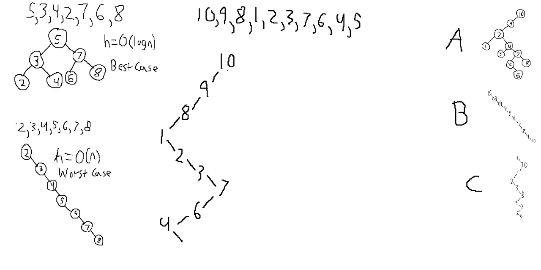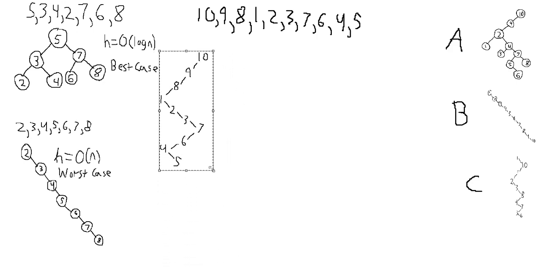And then once again, 5, less than 10, less than 9, less than 8, greater than 1, greater than 2, greater than 3, less than 7, less than 6, greater than 4. So it gets put here. Once again, we have a linked list format, worst case scenario for a binary search tree. So once again, we are looking like D is not the answer that we want.